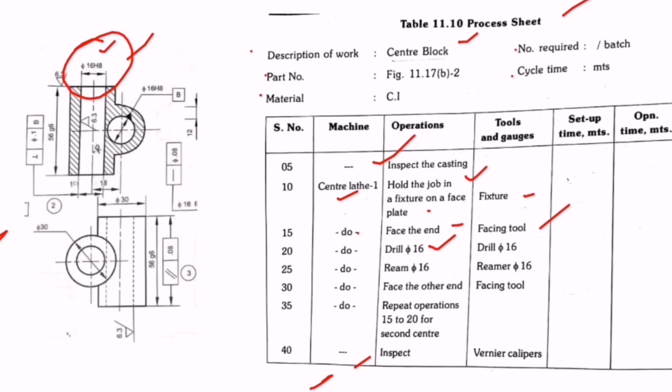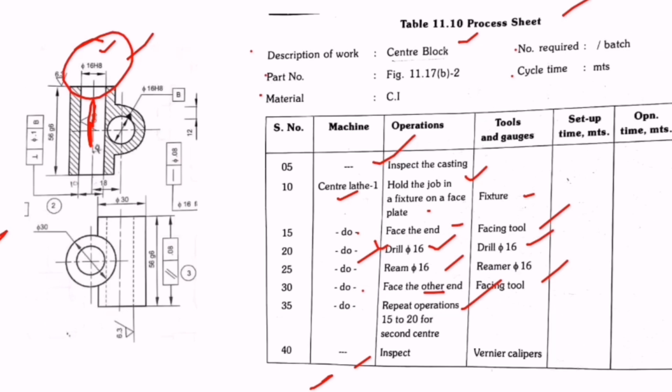So drilling of 16 diameter with a drill bit of 16, on the center lathe itself. Next, reaming of 16 diameter. Same thing, do the reaming operation for that 16 diameter on the center lathe itself. Next, face the other end with a facing tool.